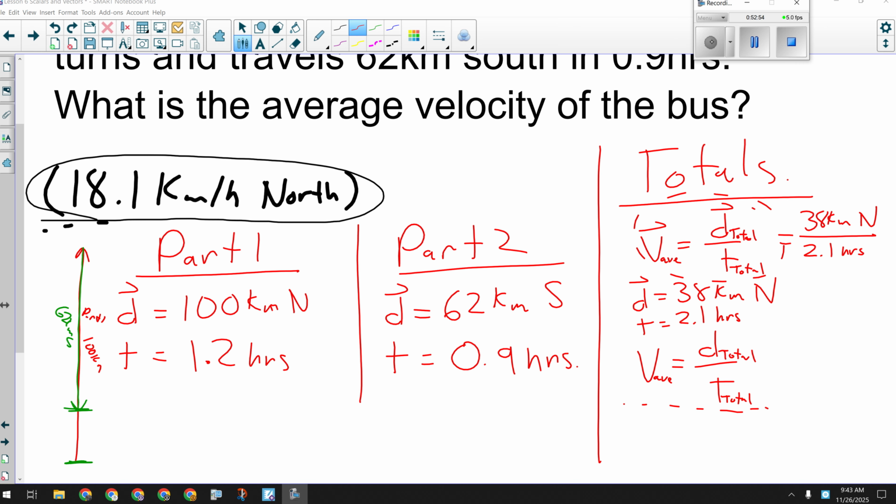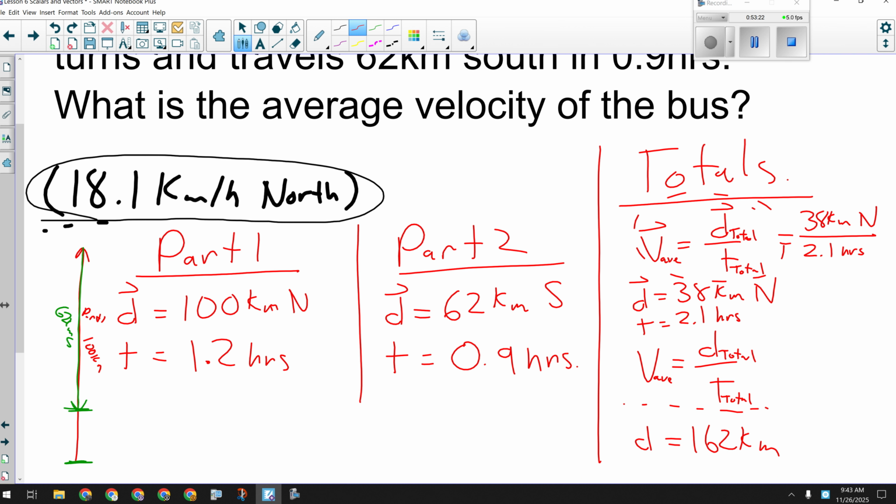162 kilometers. Remember, distance doesn't care which way you go, just how far. You went 100 kilometers, then you went 62 kilometers. If you were looking at the odometer in the bus, it would read that you had gone 162 kilometers. That's all it cares about. That's how far you traveled. So your total distance in this is 162 kilometers. No direction. It's a scalar quantity.